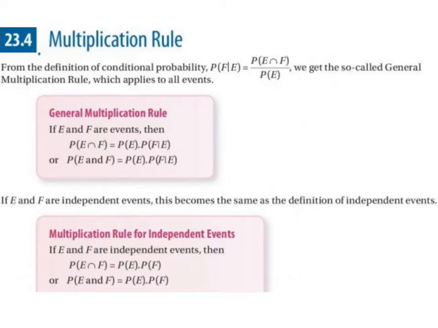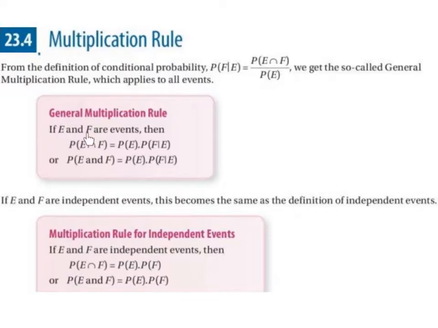Multiplication rule. From the definition of conditional probability, the probability of F given E is equal to the probability of E intersection F divided by the probability of E. We get the so-called general multiplication rule, which applies to all events.